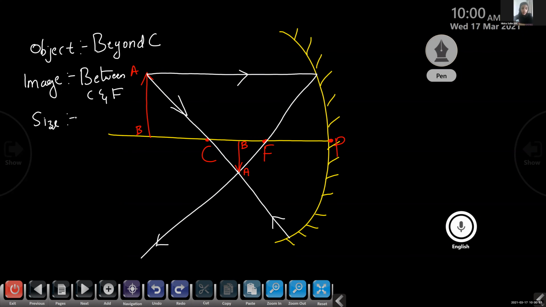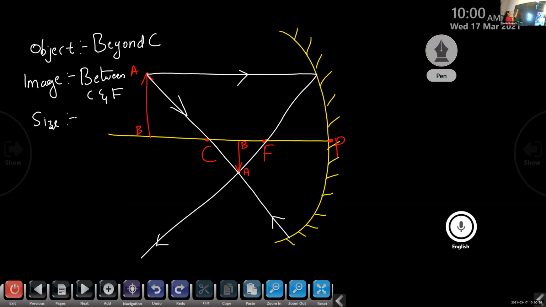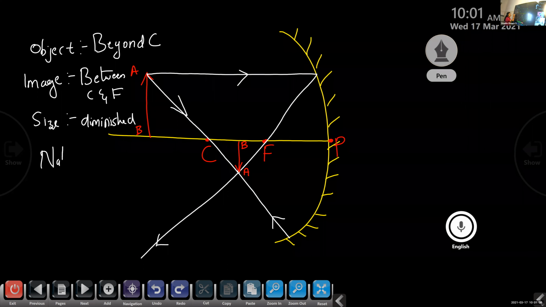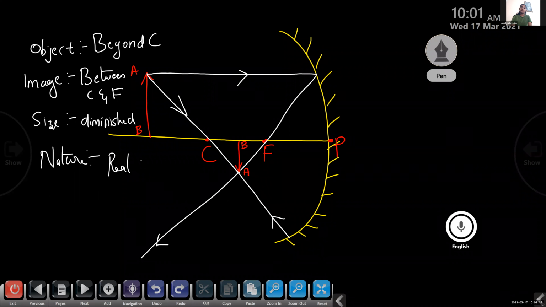Small. So it is diminished. Size is diminished as compared to that of the size of the object. The size of the image formed is diminished, or it is small in size. And what about its nature? Nature of the image formed? Yes, very good. It is real and inverted. This is our second case.